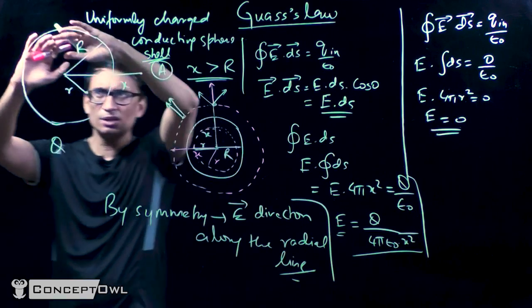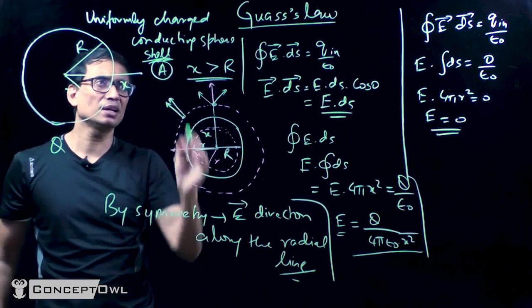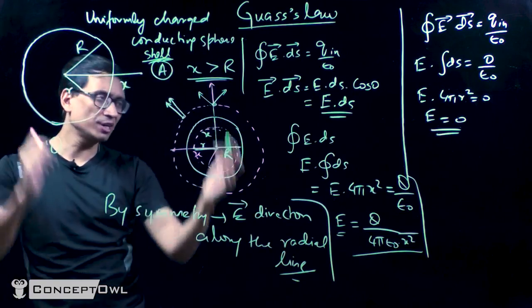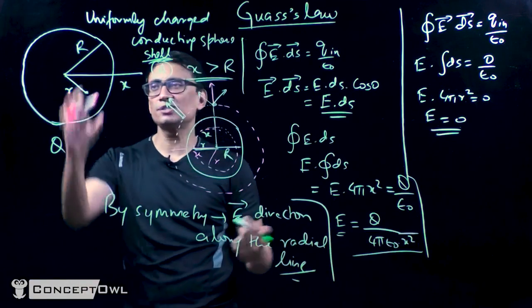So if you have a uniformly charged conducting sphere, but it's a shell, a conducting shell, then the field outside is going to be E equals q upon 4 pi epsilon naught x square, and inside it's going to be 0.